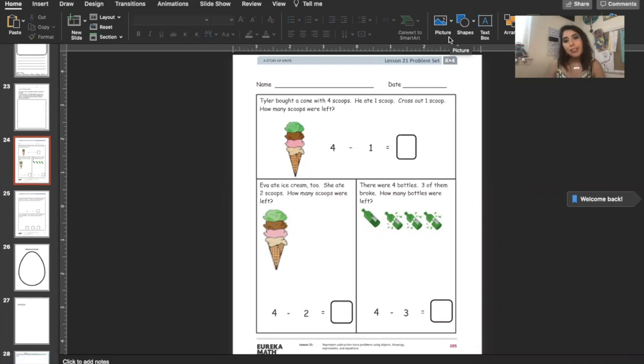Eva ate ice cream too. She ate 2 scoops. So you cross out 2 scoops, and you write how many are left. Here it's very easy. There are 4 bottles. 3 of them broke. How many are left? 1. Very good.